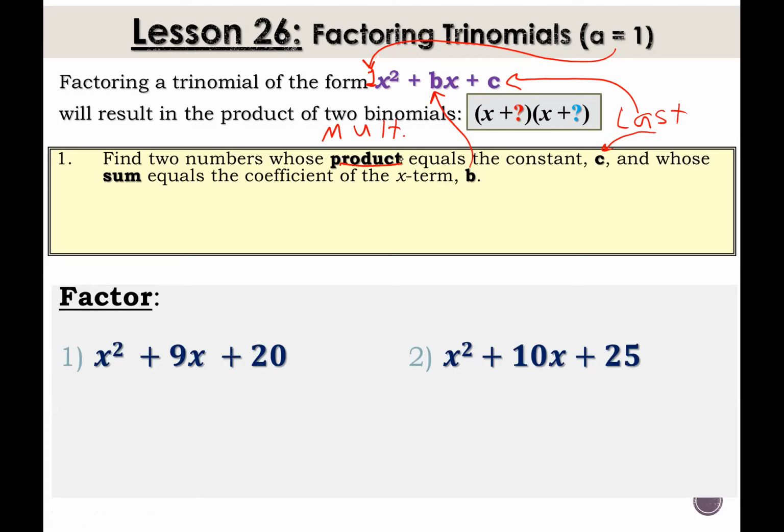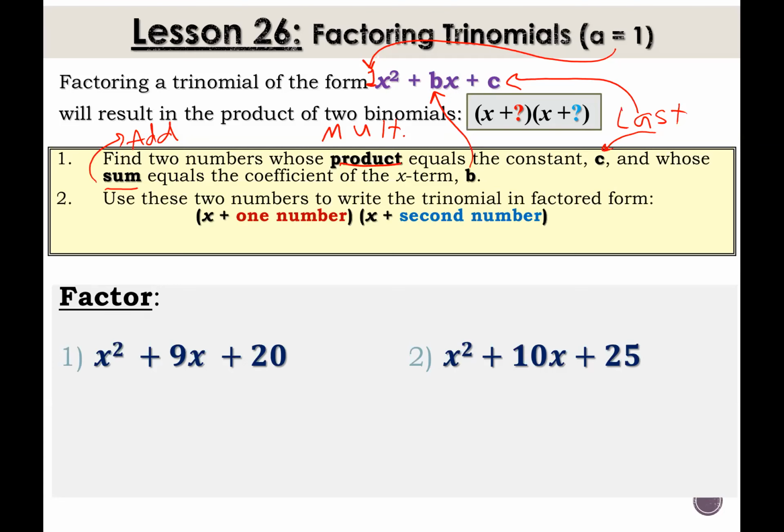A product is an answer to a multiplication problem, whereas a sum is an answer to an addition problem. So the question we'll be asking ourselves over and over is, what are two numbers that multiply to blank and add to blank? So we'll get to some examples here in a minute, but we're going to be running through some lists of possibilities of numbers that have a certain product while also having a certain sum. We're going to get to this. Okay, we're still in the introductory part.